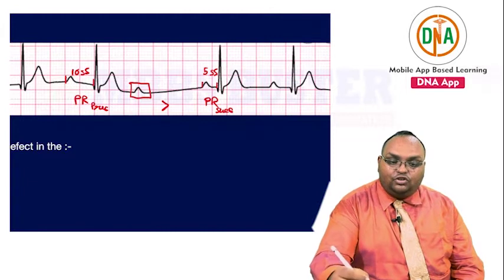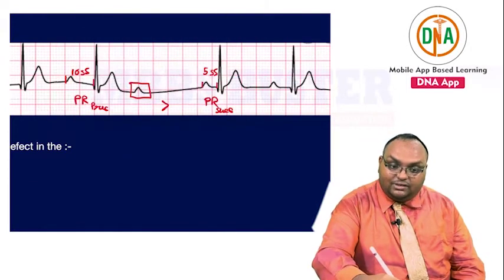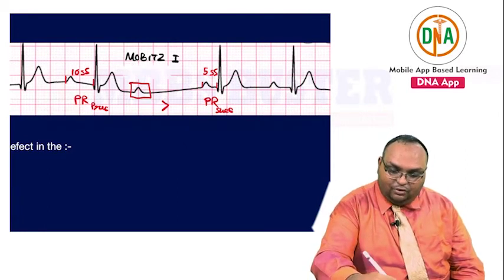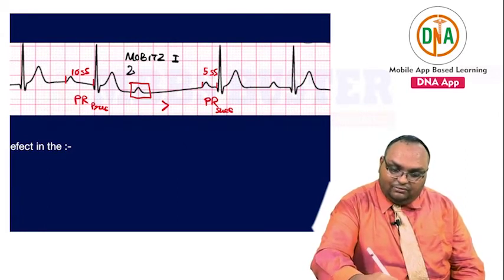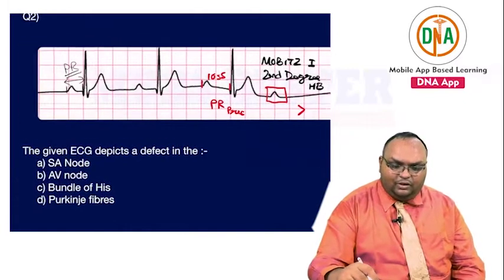So I already taught you the shorthand formula. It is a, yes, Mobitz type 1, grade 2 heart block, grade 2 or second degree, that's the way you call it, second degree heart block, right? You can just check it.